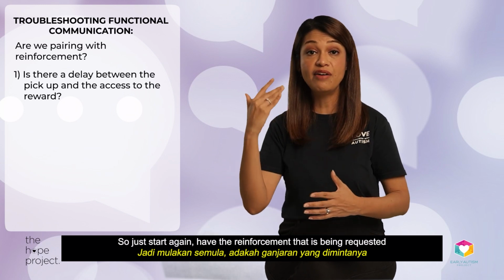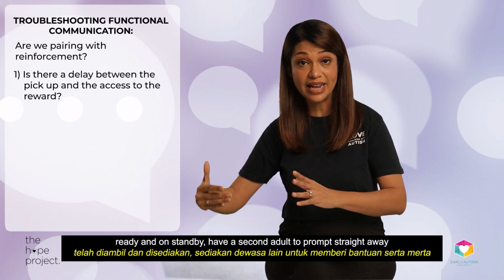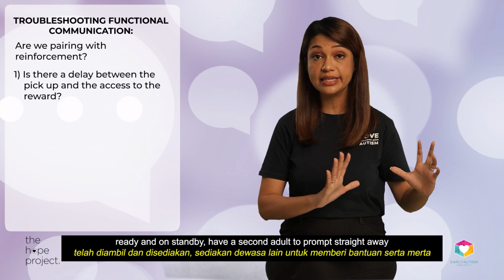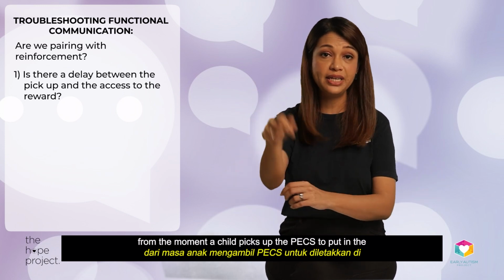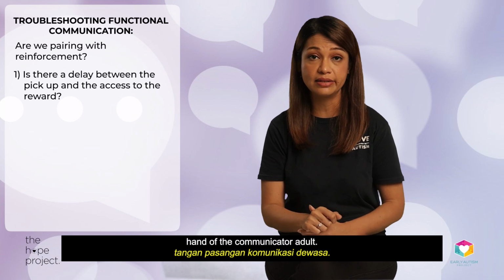Just start again. Have reinforcement that's being requested ready and on standby. Have a second adult to prompt straight away. So from the moment a child picks up the picture, to put it in the hand of the communicator adult.